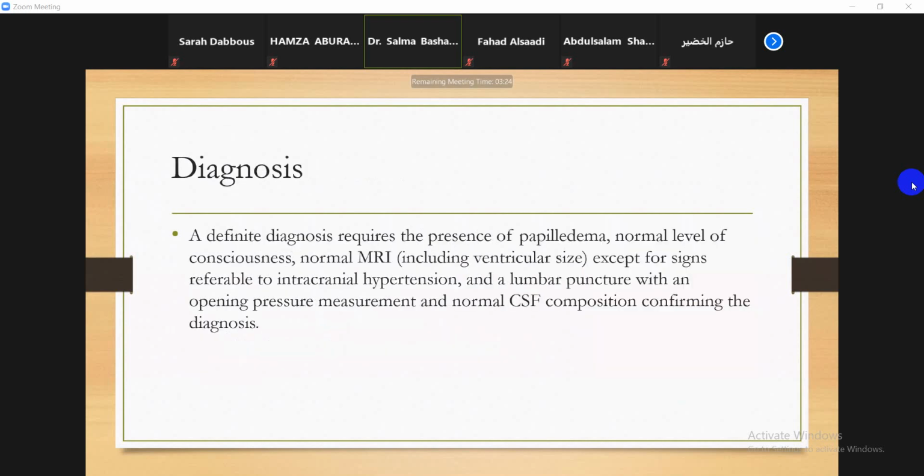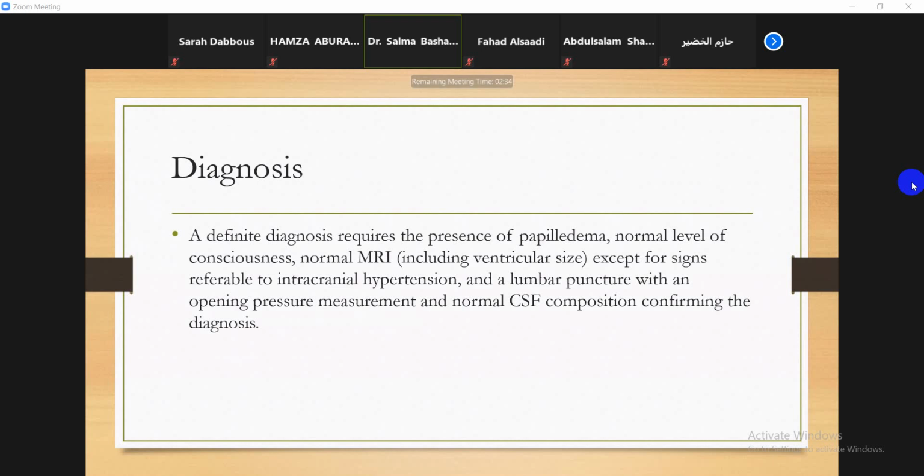The diagnosis requires papilledema, again, signs and symptoms of increased intracranial pressure, normal level of consciousness, normal MRI, there is no tumor, there is no space occupying lesion. The signs that I already showed you or mentioned. And we do lumbar puncture to measure the opening pressure, which is usually high. And the CSF composition is normal, meaning there are no white blood cells, there is no infection, there is no meningitis or encephalitis to explain increased intracranial pressure. So signs of increased pressure, normal brain imaging, no space occupying lesion, high pressure by lumbar puncture with a normal CSF composition. That's diagnosed as pseudotumor cerebri or idiopathic intracranial hypertension.